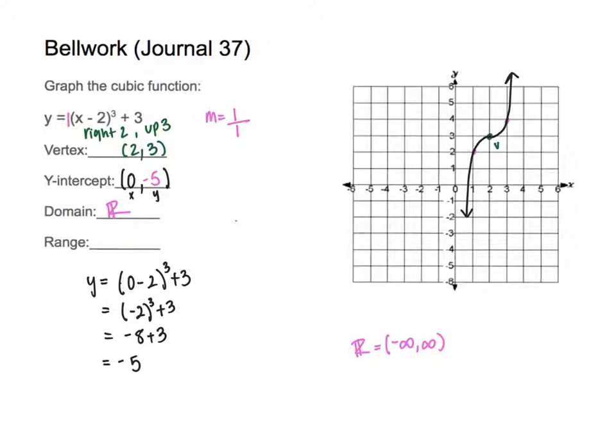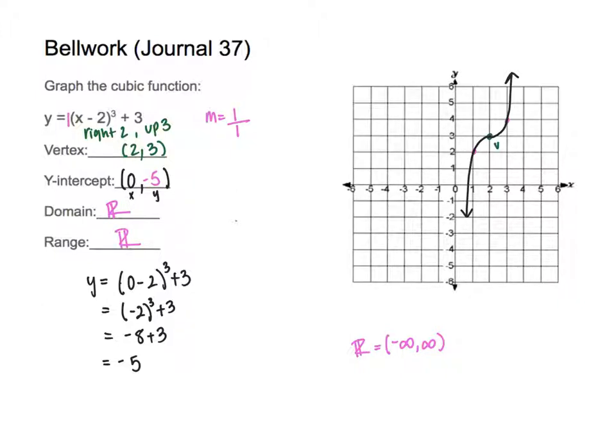And for the range, we're really looking for the y value. So we have to ask ourselves, what's the lowest y value that this curve can be? And as you can see, it's always extending down. There's arrows here. So it's going on and on to -infinity. Whereas the other side, it's extending on forever upwards, so it's going to +infinity. So we're going from -infinity to +infinity. That means that the range is also all real numbers. So on here, I'm going to write all real numbers.